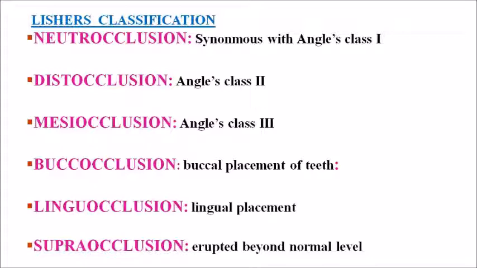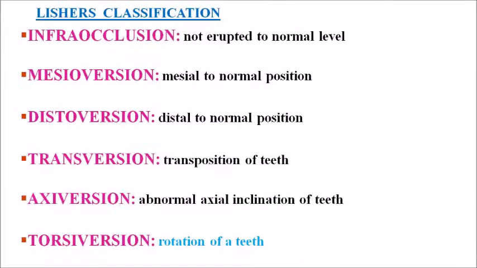Bucco-occlusion is when there is a buccal placement of the teeth. Linguo-occlusion is when there is a lingual placement of the teeth. Supra-occlusion is when the tooth has erupted beyond the normal occlusal level. Infra-occlusion is when the tooth has not erupted to the normal occlusal level. Then mesioversion and distoversion. Mesioversion is when the tooth has erupted mesial to the normal position. Distoversion is when the tooth has erupted distal to its normal position. Now transversion.